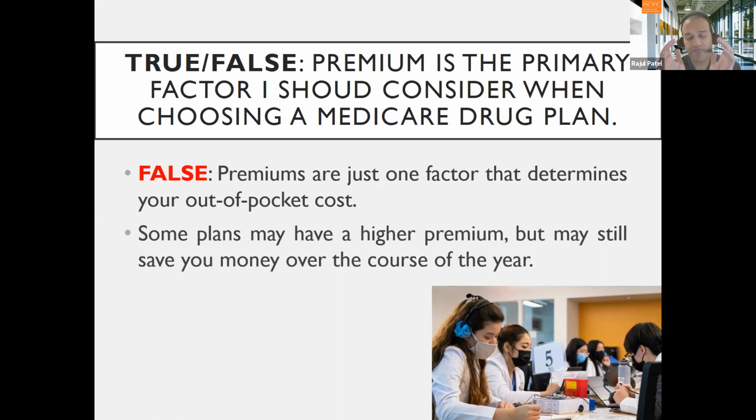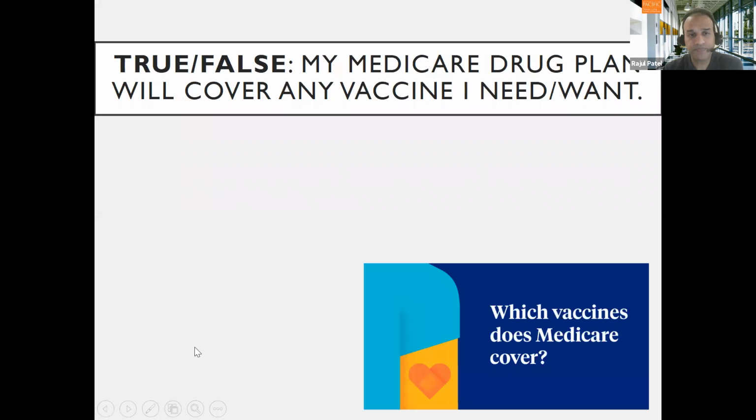You also have to consider things like how much am I expected to pay at the pharmacy when I get my medications? How much am I expected to pay during the deductible phase, right? There might be a higher premium plan, but when you actually look at the full out-of-pocket cost, all in, that higher premium plan may actually save a patient money over the lower premium plan. So don't get lured into this trap.